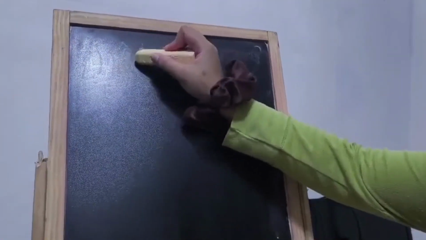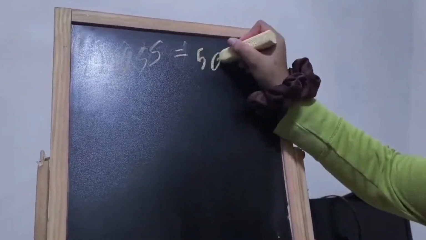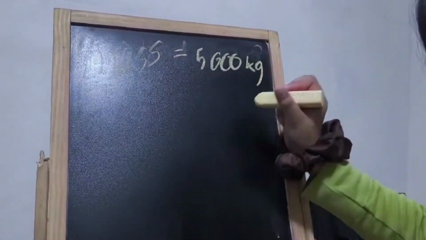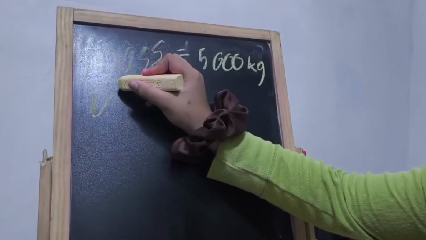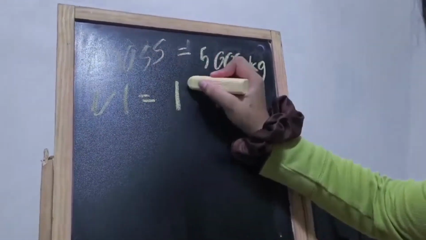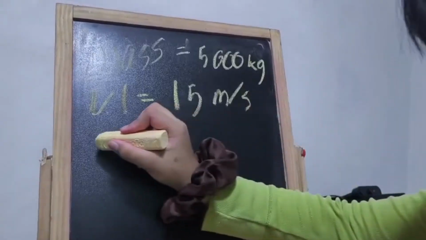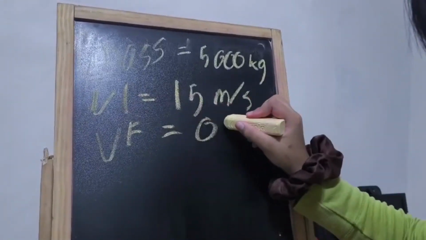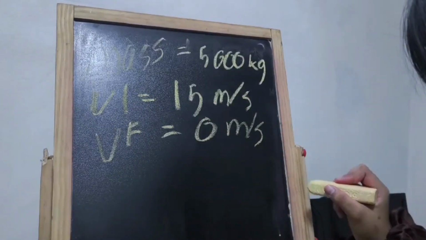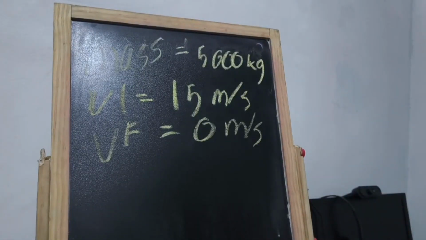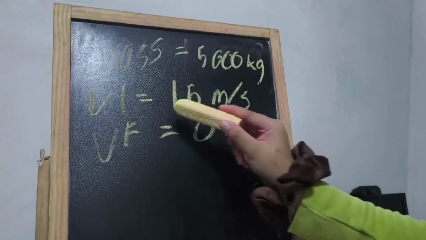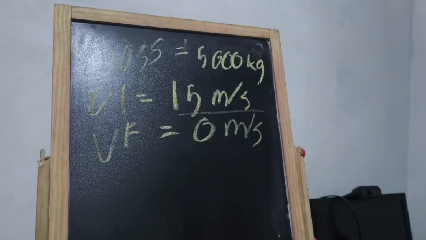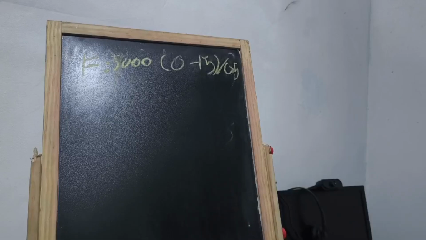First, let us identify the given values. For mass, the given is 5,000 kilograms. For initial velocity, the given is 15 meters per second. For final velocity, the given is 0 meters per second. There are two cases. For case 1, we will solve for 0.5 seconds stopping time.